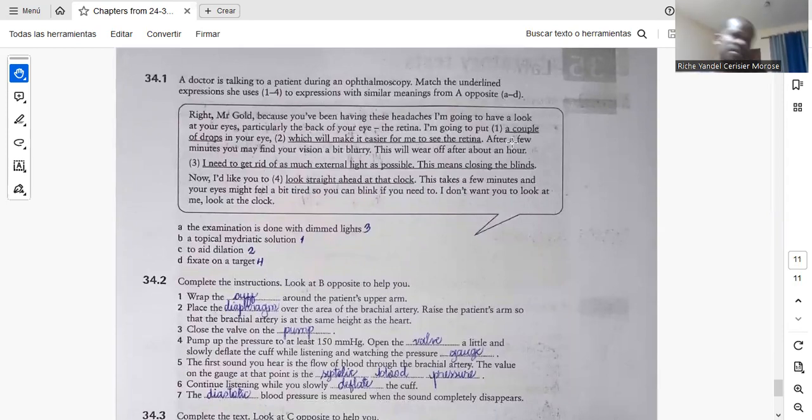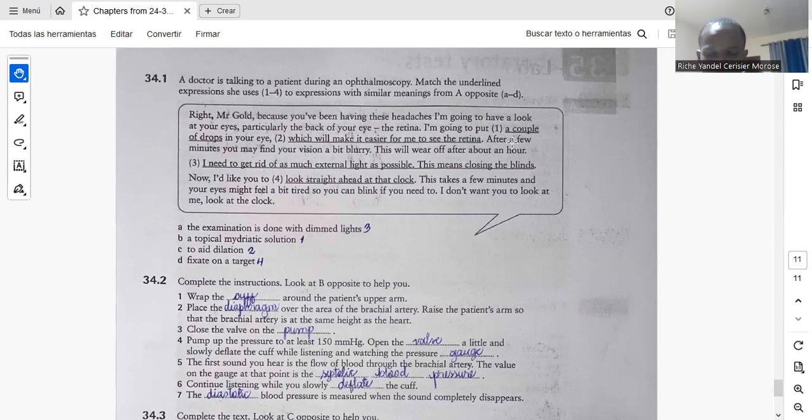The last one is a doctor talking to a patient during an ophthalmoscopy. Okay, I'm going to match the underlined expressions she used. Right, Mr. Gold, because you have been having this headache, I'm going to have a look at your eyes, particularly the back of your eyes, the retina. I'm going to put a couple of drops in your eyes, which will make it easier for me to see the retina. After a few minutes, you may find your vision a bit blurry, and this will wear off after about an hour. I need to get rid of as much external light as possible.